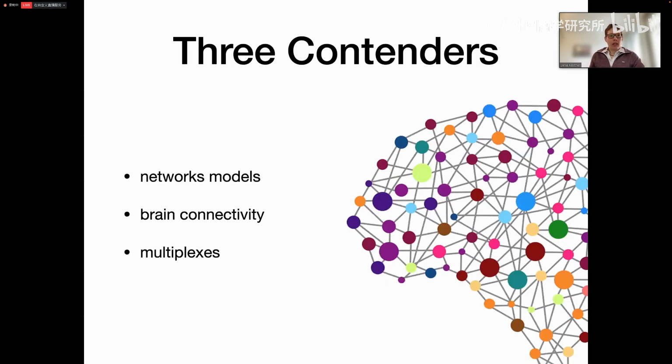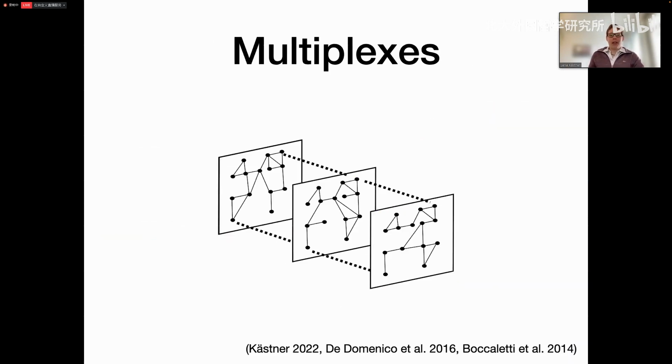Now, finally, let's turn to multiplexes. What the heck are multiplexes? I already mentioned them a few times, but here we go. Multiplexes are kind of the newest game in town when it comes to psychopathology models. And very briefly put, you would say they're essentially networks of networks.